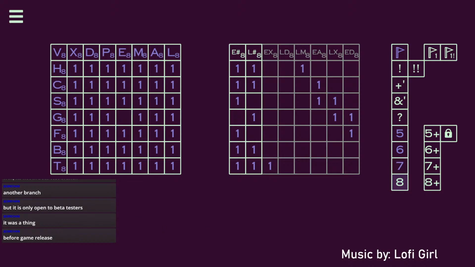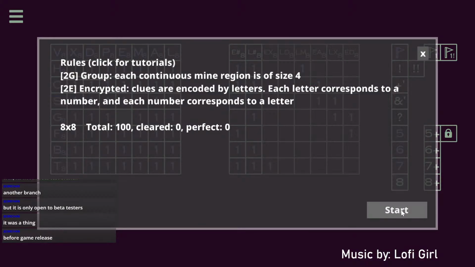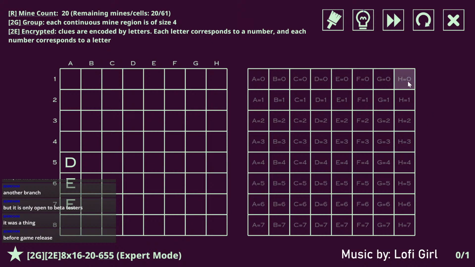And that leaves EG. I should have time to solve it if I try it. So let's go for it, right? EG. Group encrypted. Every continuous mine region is of size 4, and then all the letters are encrypted behind variables. Yeah. Okay, we can definitely just start by marking these as having possible values. Okay. Can E be 3? Yeah, sure. Can D be 4? Also yes.